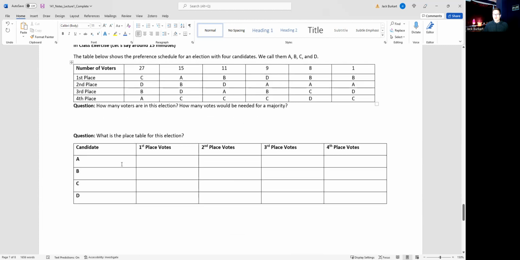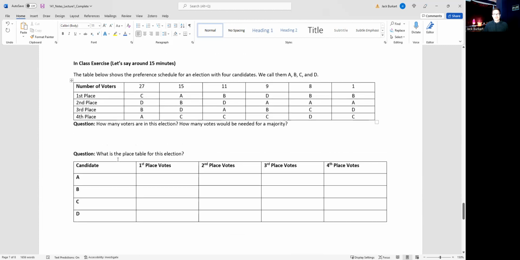All right, so what we'll just do for the rest of this video is I'll just do a couple pauses and a couple reveals as we review what we learned about the plurality method and the Borda count method. So the table below just shows the preference schedule for an election with 4 candidates. We'll just call the candidates A, B, C, and D. Keep it very abstract for now. We have the following preference table. Looks like 27 people had this preference, 8 people had this preference, and so on.